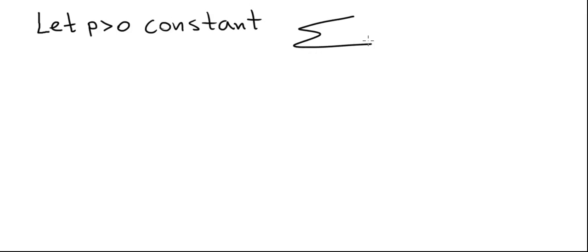Let p be a positive constant. We want to look at a series of the type the summation from 1 to infinity, 1 divided by n to the power p. Such a series is called a p series.